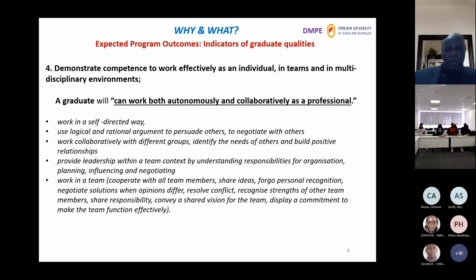There is also the requirement for you to be a team player or an independent worker. So there is the need, as part of your training, whether undergraduate or postgraduate, to work effectively in a team setting or multidisciplinary environment, or as an individual who can autonomously or collaboratively perform as a professional person at the end of the day.